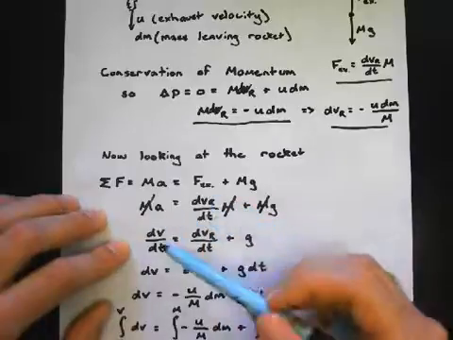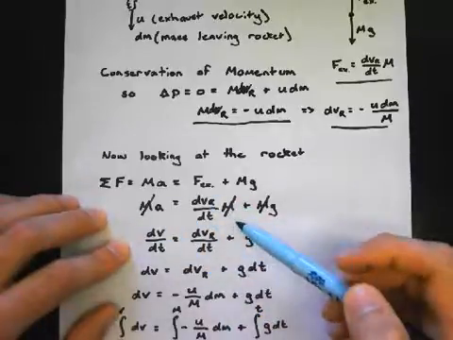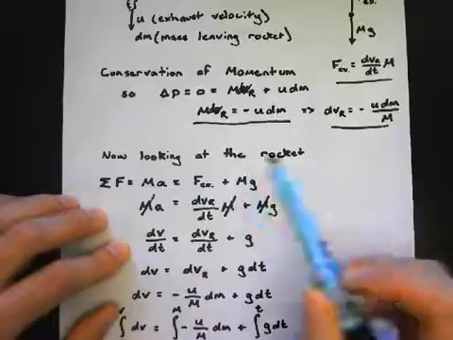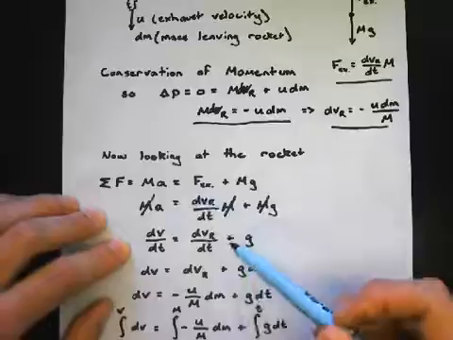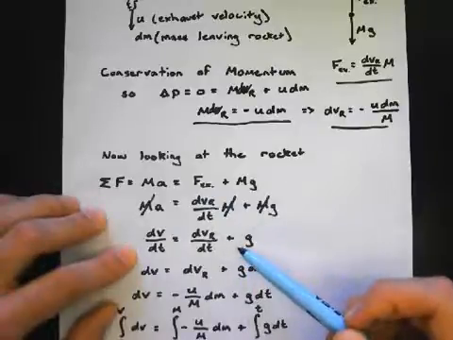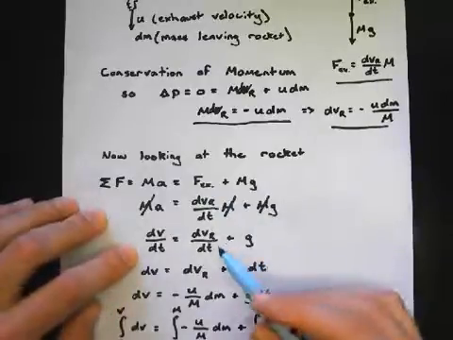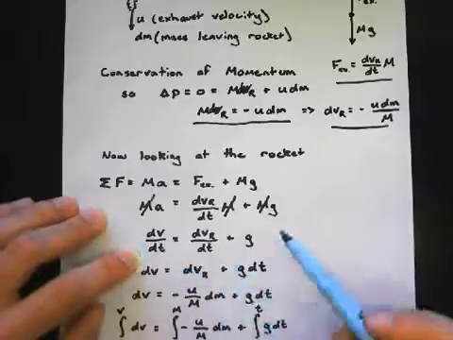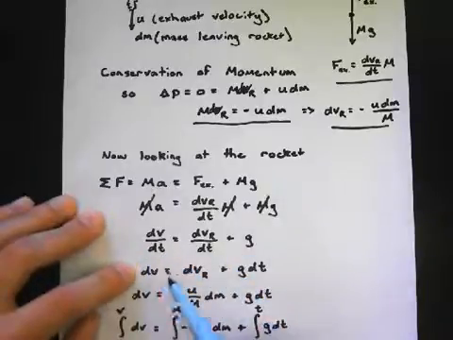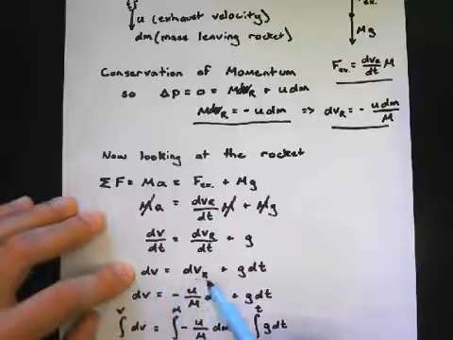So we're doing just about the same thing as we did for resistive forces, where we used Newton's second law to get a differential equation. Now I can multiply everything by dt to get dv equals dvr plus g dt.